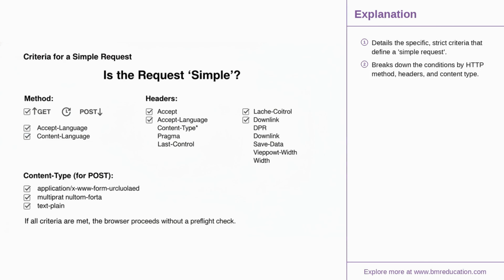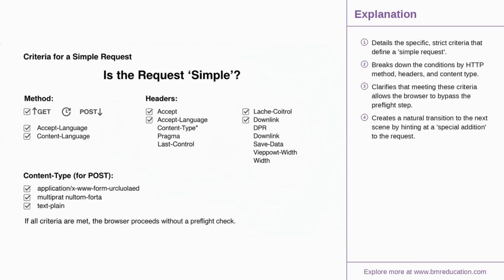For a request to be considered simple, it must meet a strict set of criteria. It must use an HTTP method of GET, HEAD, or POST. Furthermore, it can only include a handful of specific headers, and if it's a POST request, its content type header must be one of three simple types. If a request meets all these conditions, the browser sends it directly, but with one special addition. Let's see what that is.